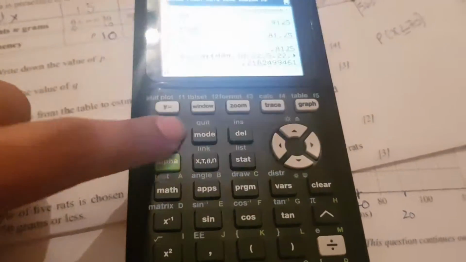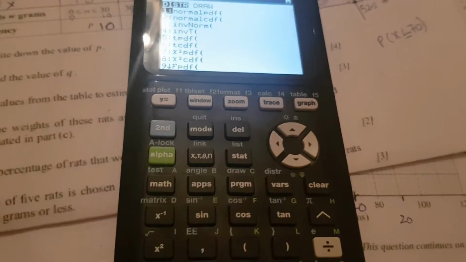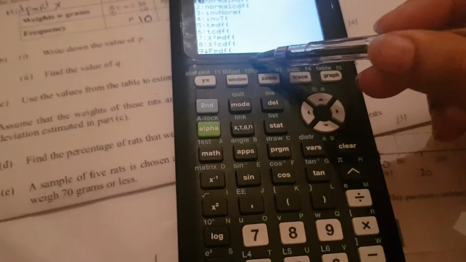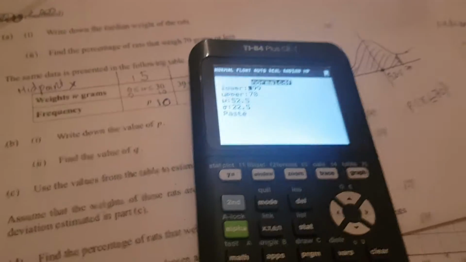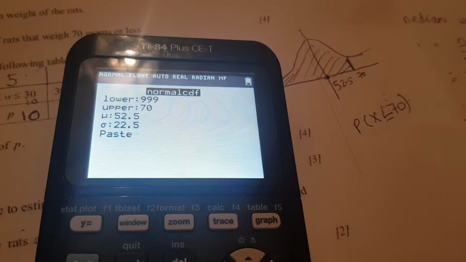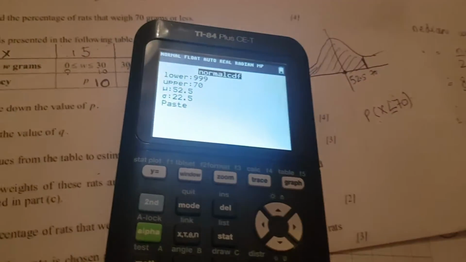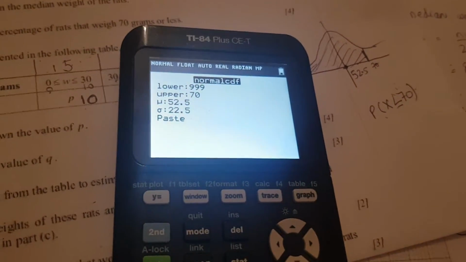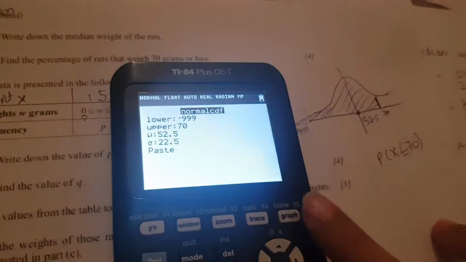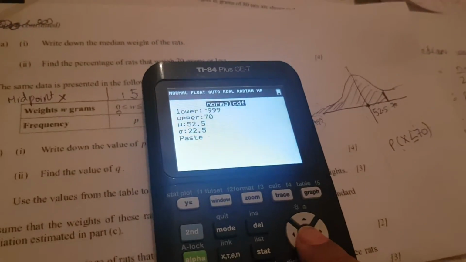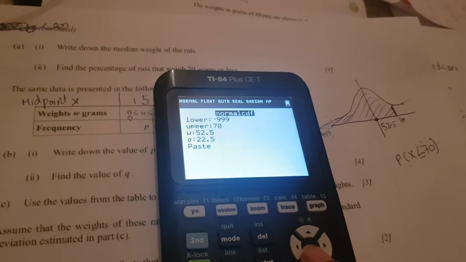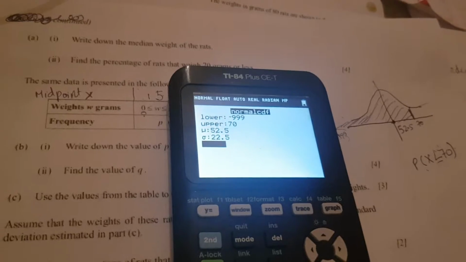Go to the distribution. If you have a Casio calculator, you will go to stats, and inside stats, distribution will be written. Follow the steps. I'll do CDF norm. The reason I'm using CDF is that there is a less than or equal to sign over here. Since the sign is less than, I'm using CDF. Now my lower limit will be minus 999, because it's over here on the negative axis. My upper is 70, my mu will be 52.5 and my standard deviation will be 22.5. Let's see what the answer is.